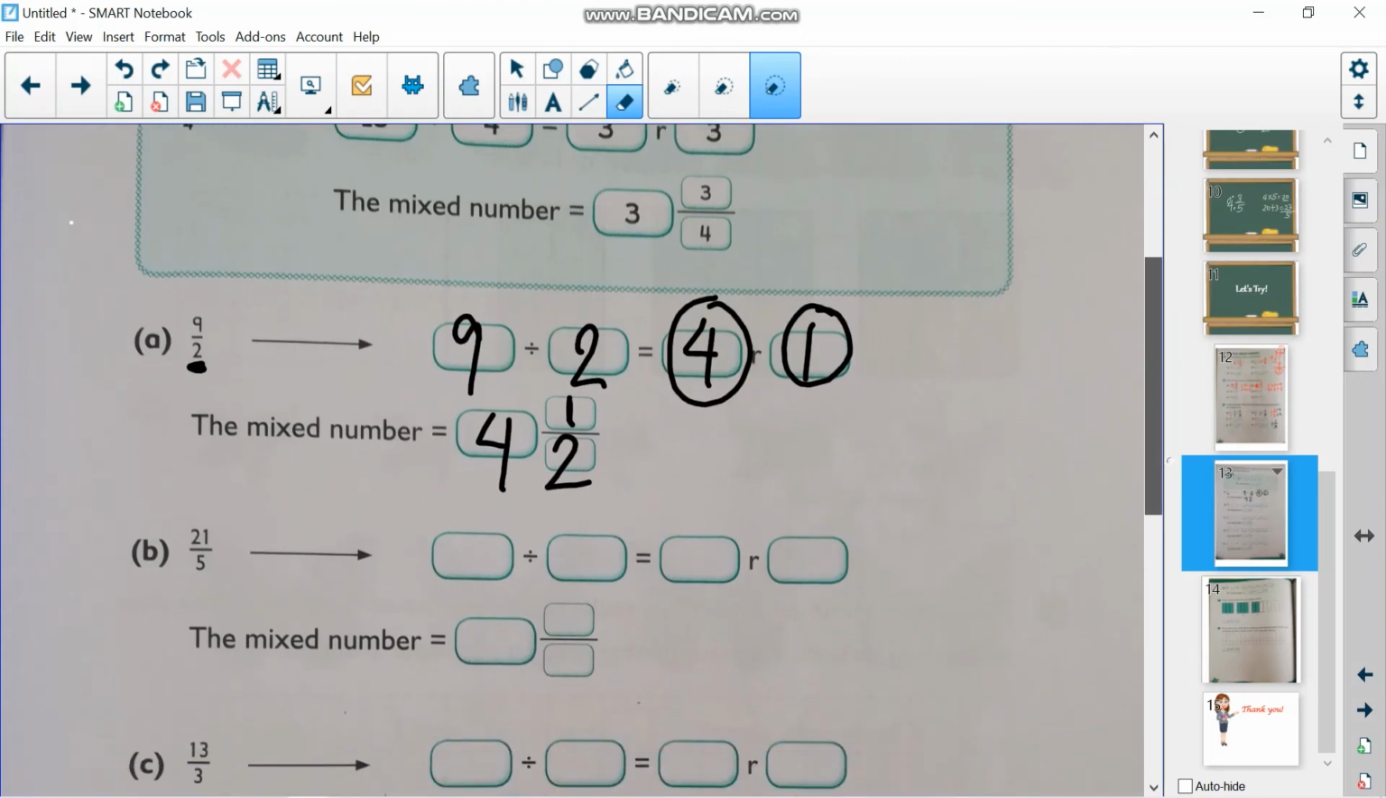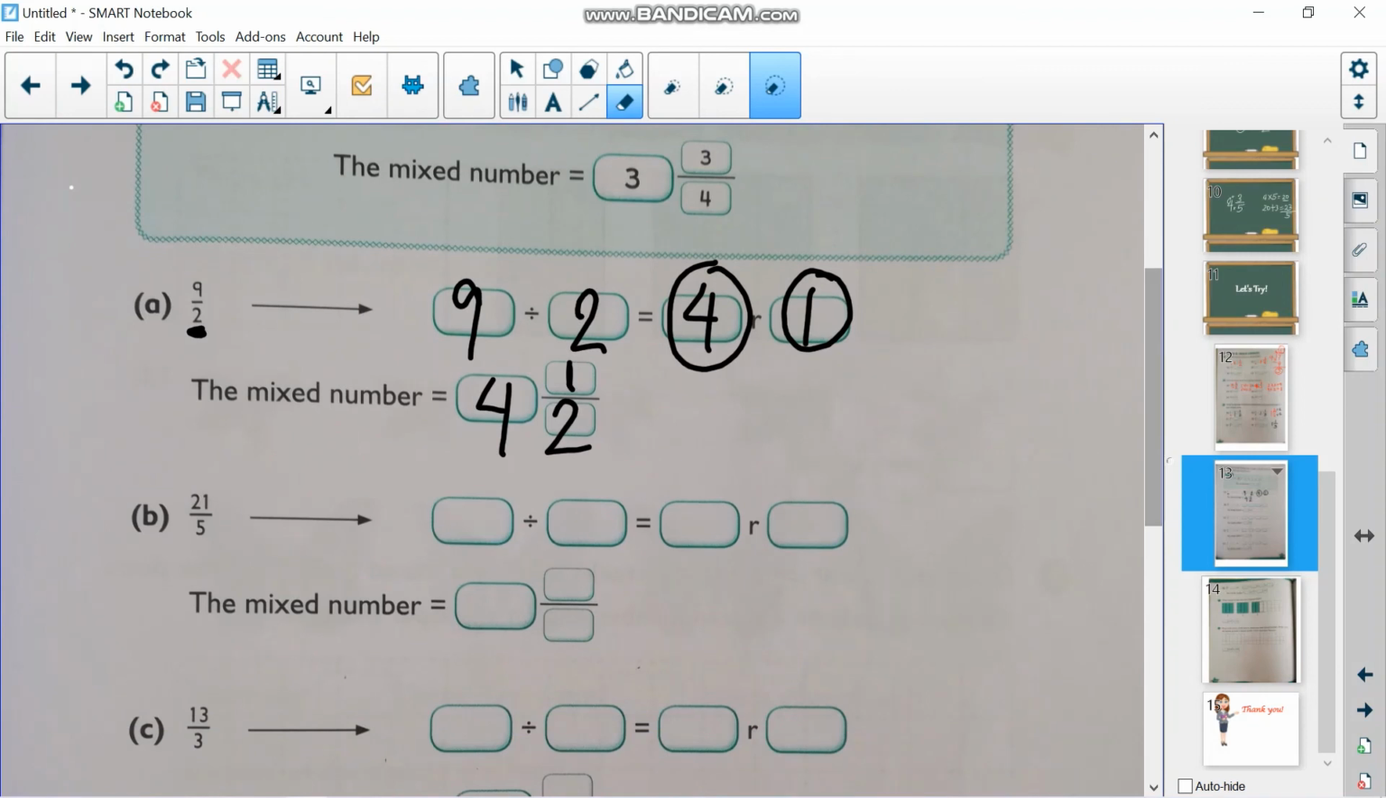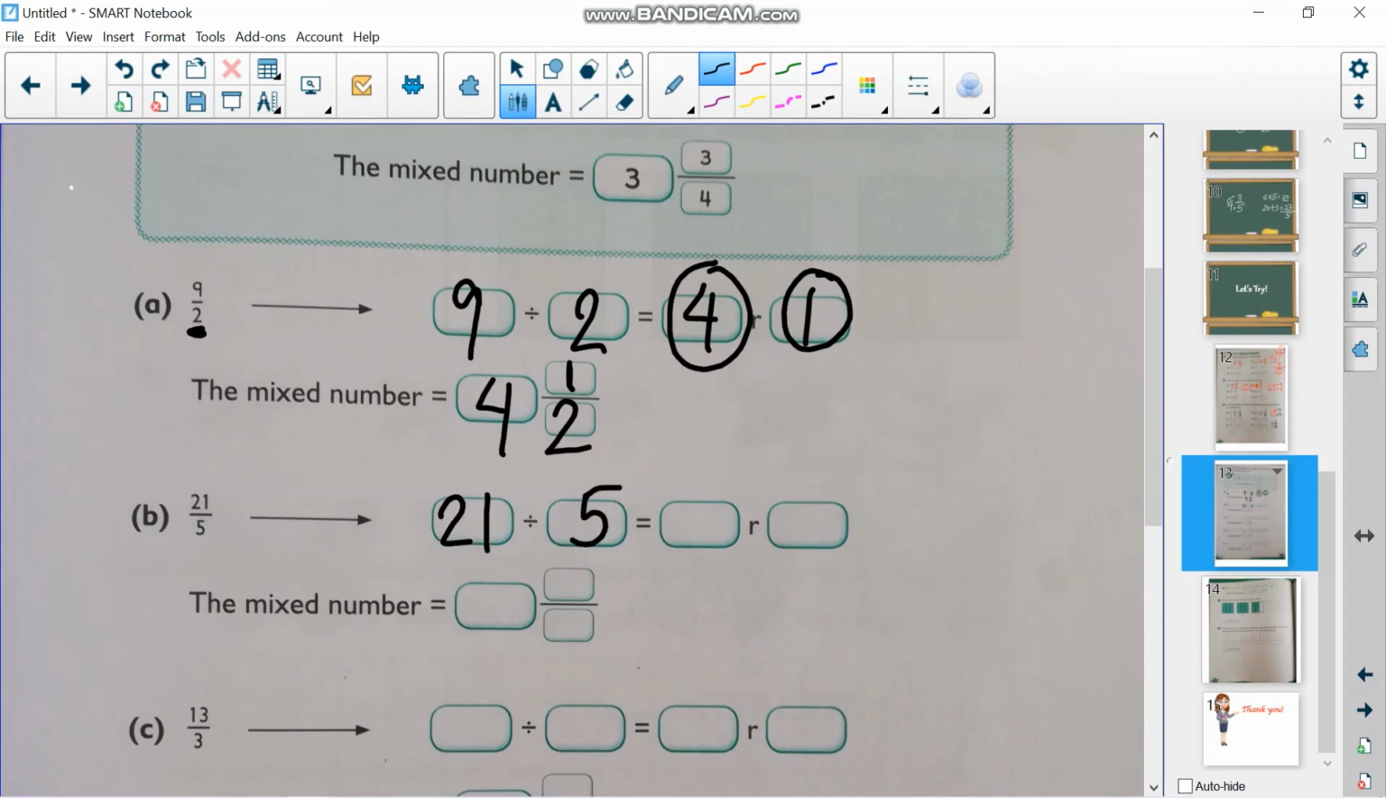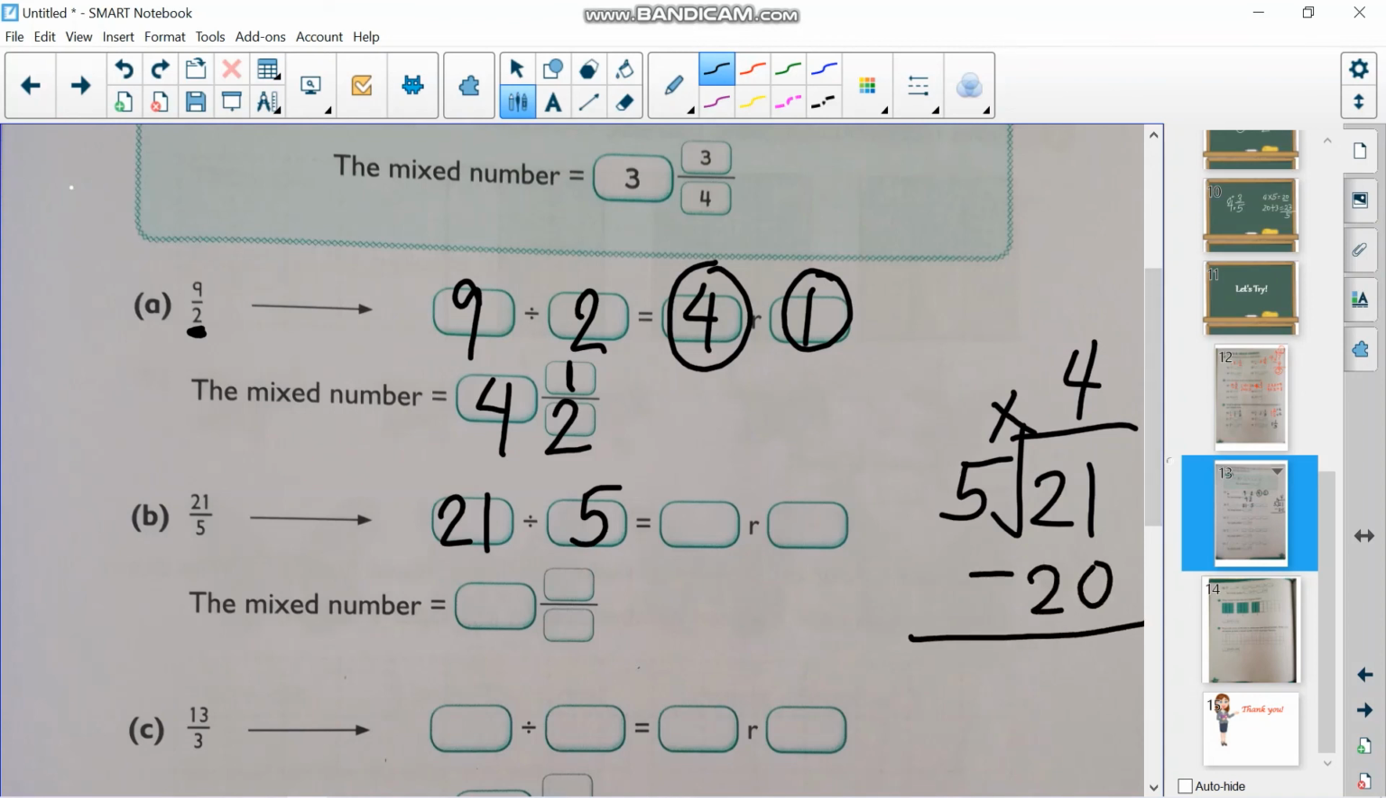Okay? Let's go to letter B. 21 over 5 means 21 divided by 5. So let's divide 21 by 5. How many groups of 5 is there in 21? So we have 4. 5 times 4 is equal to 20. 21 minus 20 is equal to 1. So our answer is 4, remainder 1.